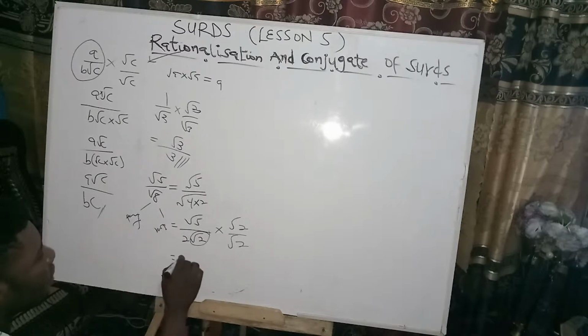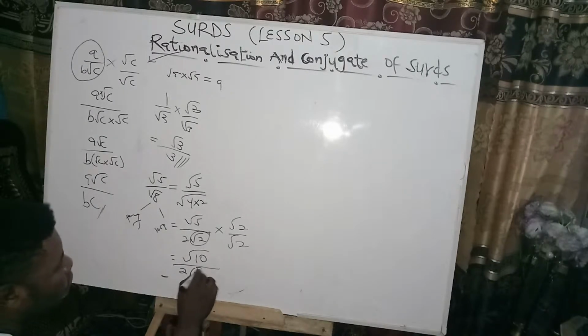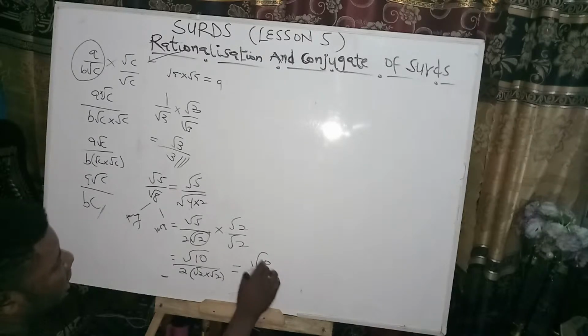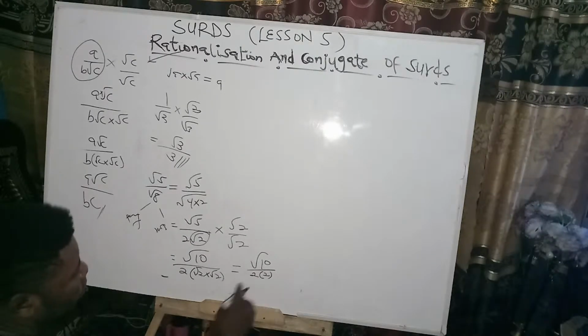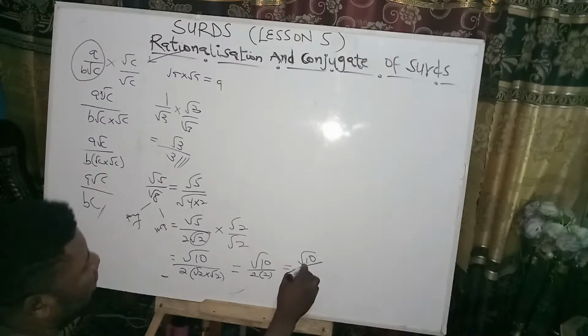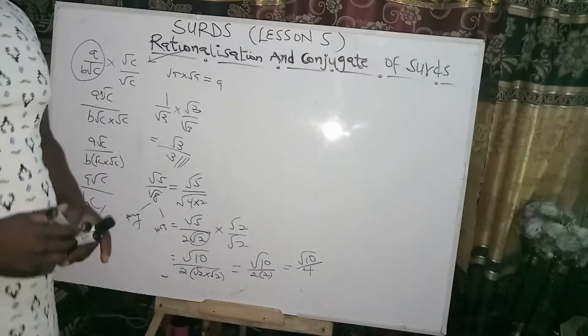So here we're going to get root 10 all over 2 root 2 times root 2. So finally it's going to be root 10 over 2 times 2. So we get root 10 over 4. That is what you are going to get.